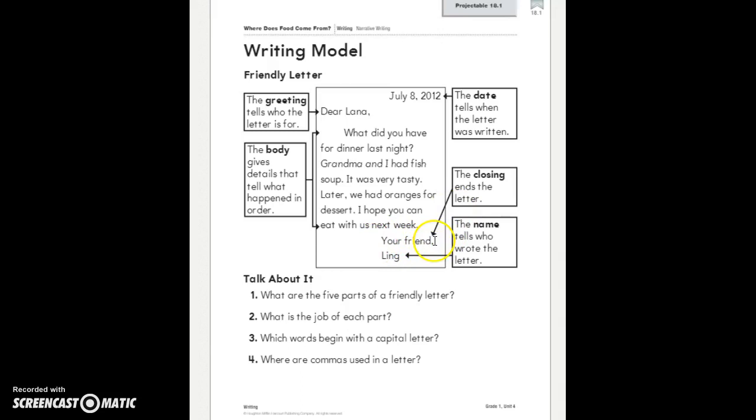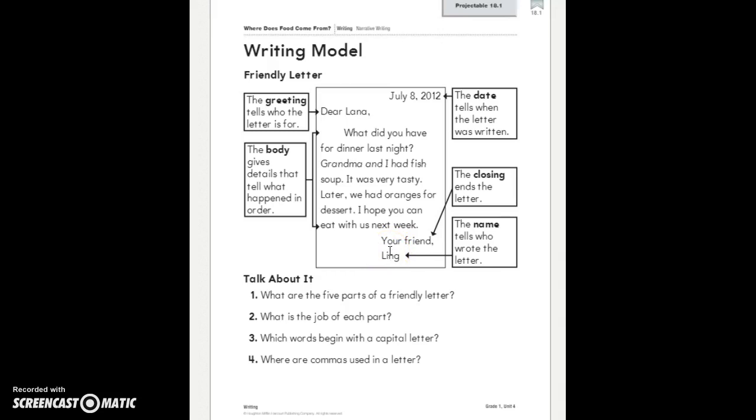Your friend. This is the closing part of the letter. It ends the letter and lets them know that you're done talking about the details. Your friend, Ling. The name down here tells who wrote the letter.